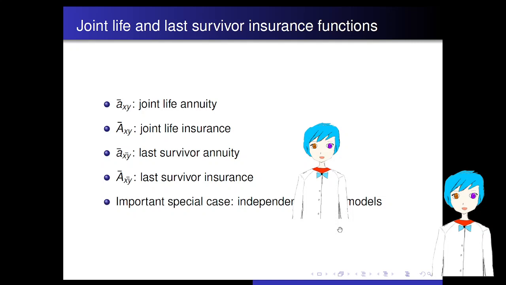An important special case is when the survival models are independent for the husband and the wife. In this case, the joint survival probability is the product of the survival probability of the husband and the survival probability of the wife.